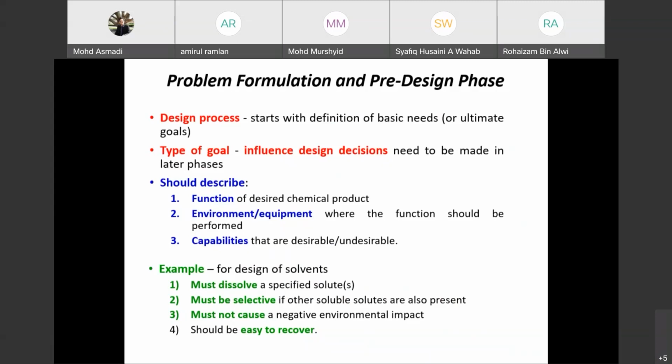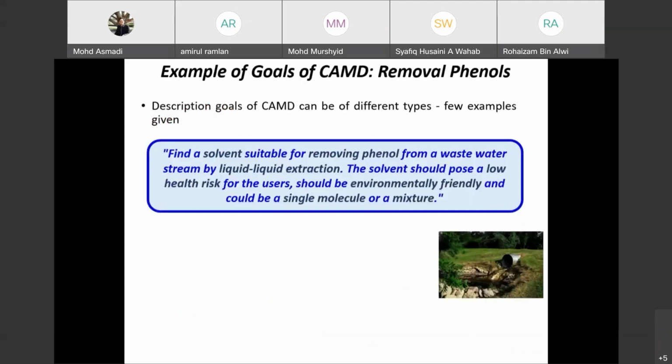For example, yang you buat tutorial: must dissolve a specified solute, something like that. Must be selective if other soluble solids are also present. Must not cause a negative environmental impact. This is non-toxicity lah. Okay. Should be easy to recover. Once you use it, is it easy to recover? That is the desired solvent lah, ataupun untuk you design that design solvent lah. What is the goal actually? Okay. For example, the goals must be clear.